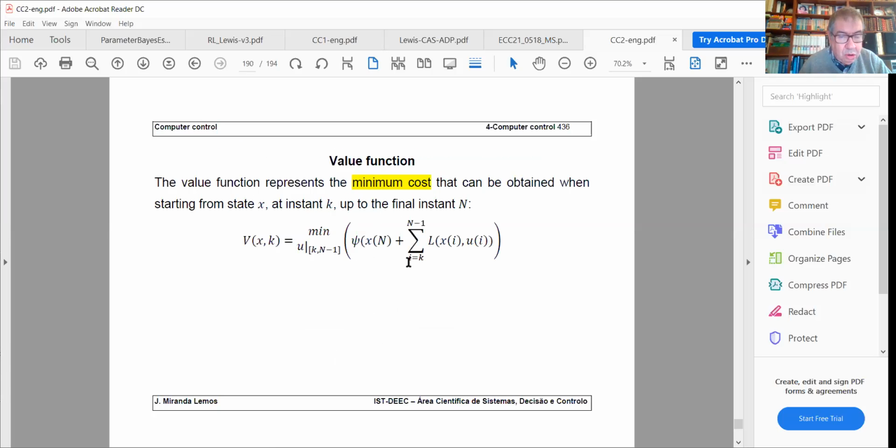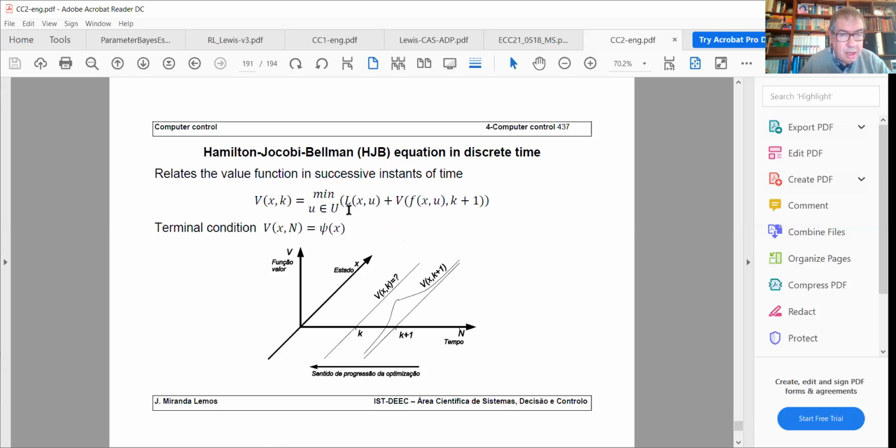So I isolate the term of this summation at time k, and then I have a summation from time k plus 1. If I have the summation at time k plus 1 plus this psi, and I take the minimum, that's v of x of k plus 1, plus one term, which is the L that appears here. So this equation, the so-called Hamilton-Jacobi-Bellman equation in discrete time, is nothing more than this difference equation.